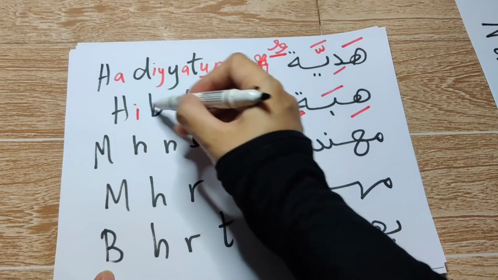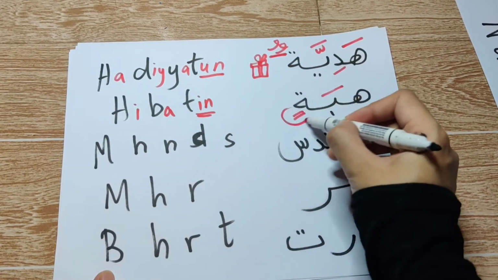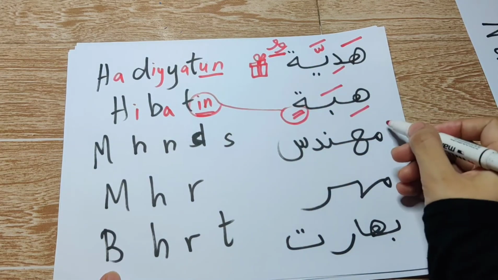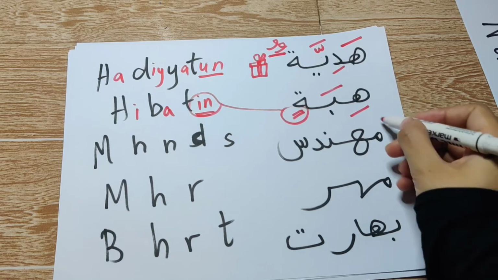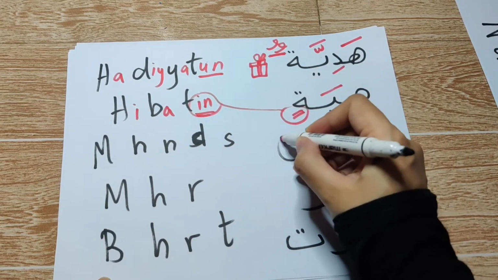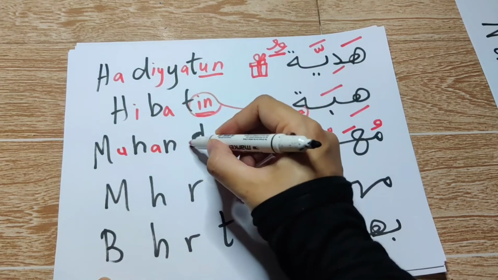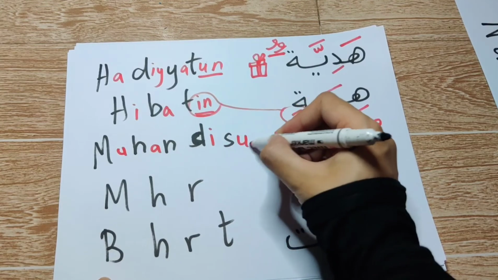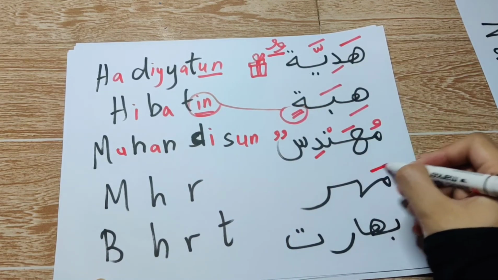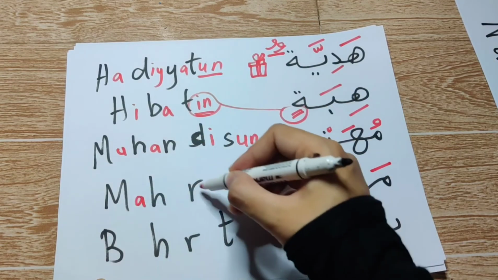Now kasra, fatha, tanween kasr, it's called hibatin. Hibatin, and that is called tanween kasr, which is adding a noon or n sound with 2 kasra under the end of the word. Now muhandis is engineer. Muhandis, so fatha on the ha, and then sukun on the noon, kasra under the dal, and tanween dam. And then mahran.